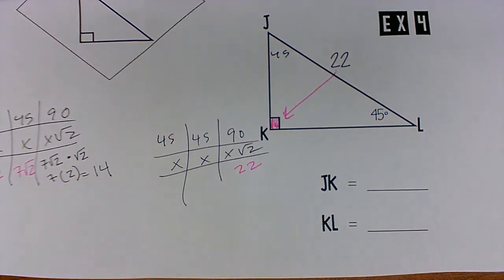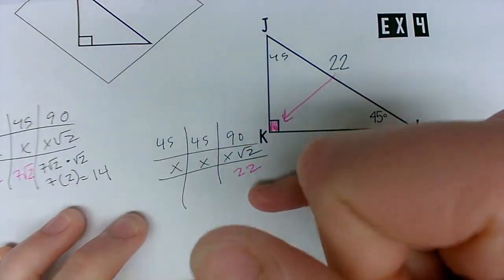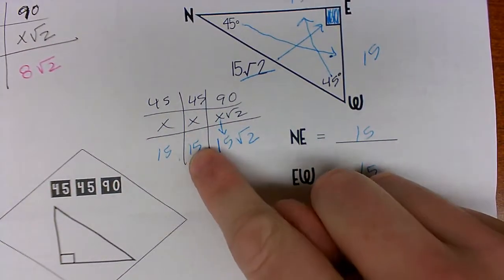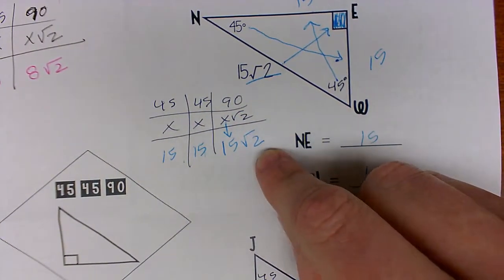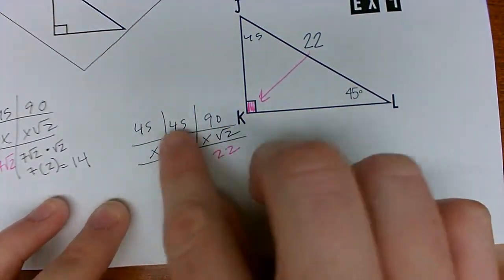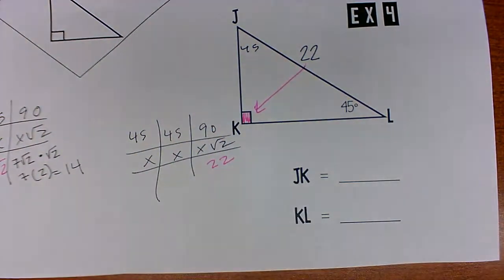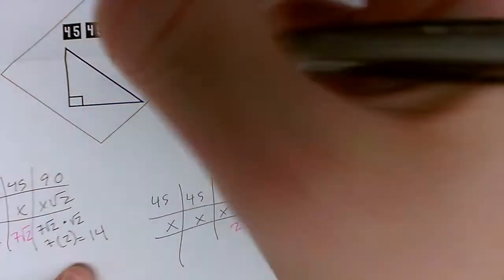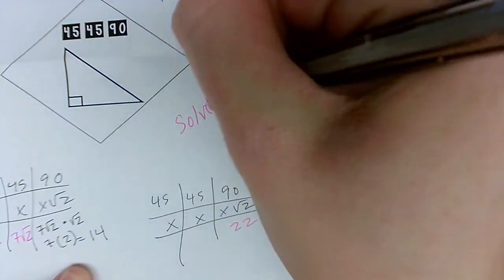So there's kind of some different ways we can think about this. So these are equal values, like x is equal to 5, x square root of 2 is equal to 15 square root of 2. So we can really just set these values equal to each other anytime. So in this example, we're going to have to be solving for x.